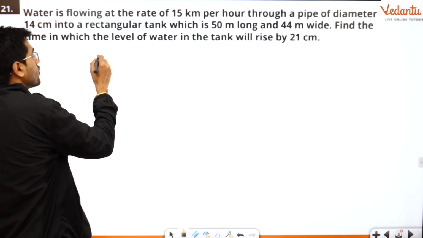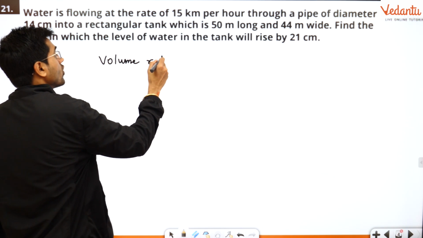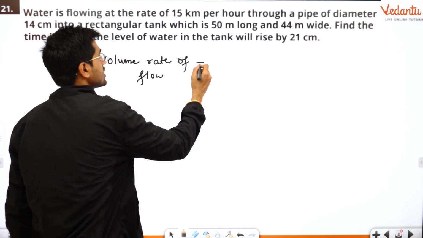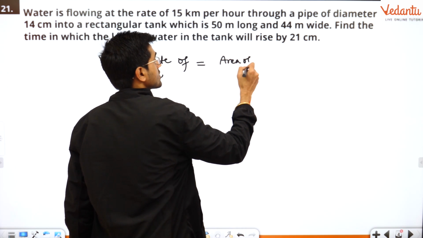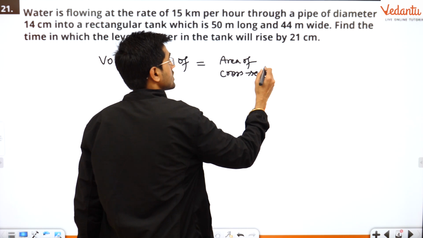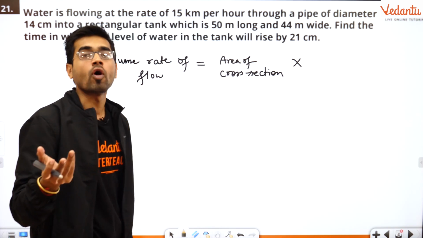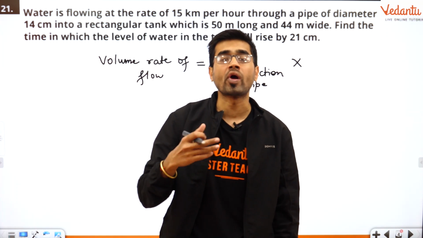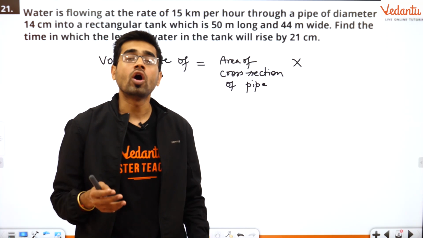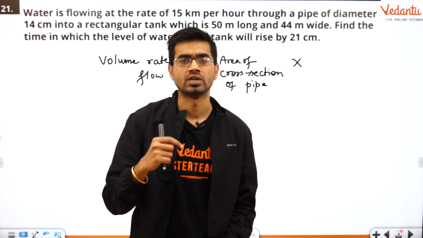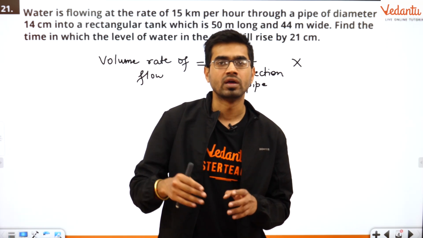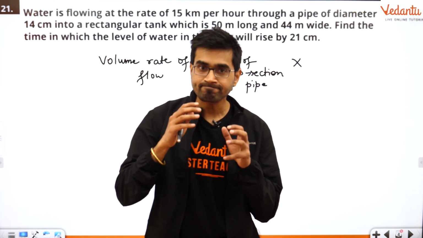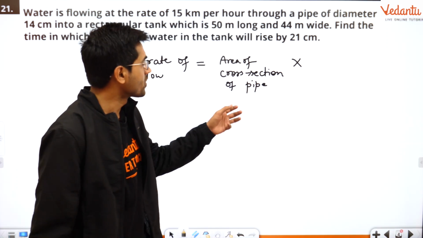Remember one thing. Volume rate of flow, how much volume is flowing per hour, is equal to the area of cross section of the pipe through which it is flowing multiplied by the rate of flow. It doesn't matter whether the pipe has a rectangular cross section, or a square cross section, or a circular cross section. You just have to remember the correct formula for it. If it is a square, use a square. If it is a rectangular cross section, use L into B, and if it is a circular cross section, use pi r square. This formula is applicable everywhere.